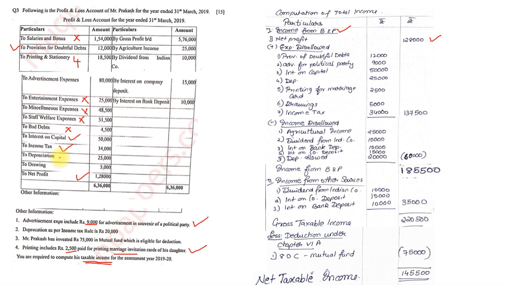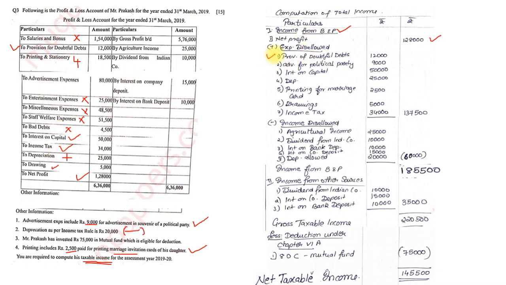Depreciation in the normal case shouldn't come, but if there are two depreciations, one in the question, one in the adjustment, the one in the question will get added, the one in the adjustment will get subtracted. So one will come in add, one will come in less. Drawing is personal, so will appear. There's only one adjustment we didn't take into consideration. Prakash has invested some amount in mutual funds, so that comes under deduction, which we'll see later on. So that's it. These were the expenses which we tick marked.